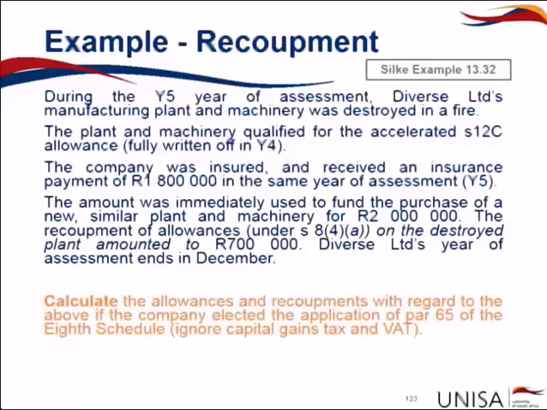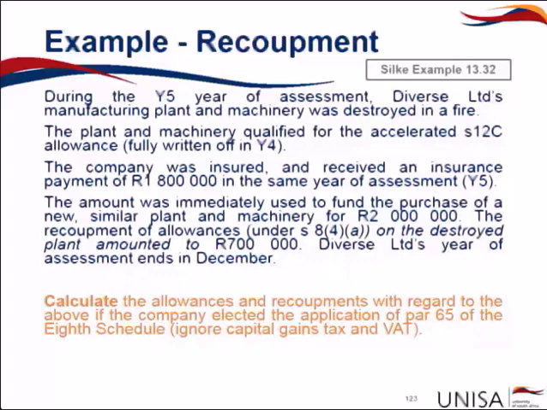We need to calculate the allowance and recoupments with regards to the above if the company elected the application of paragraph 65 of the 8th schedule. It asks us to ignore capital gains tax and VAT. So we are telling you that they're electing paragraph 65, which is where we have an involuntary disposal. Therefore, we need to go and have a look at whether or not we can defer this recoupment.